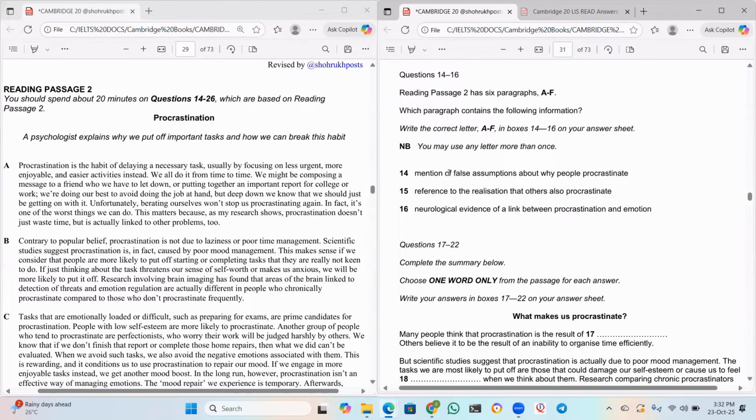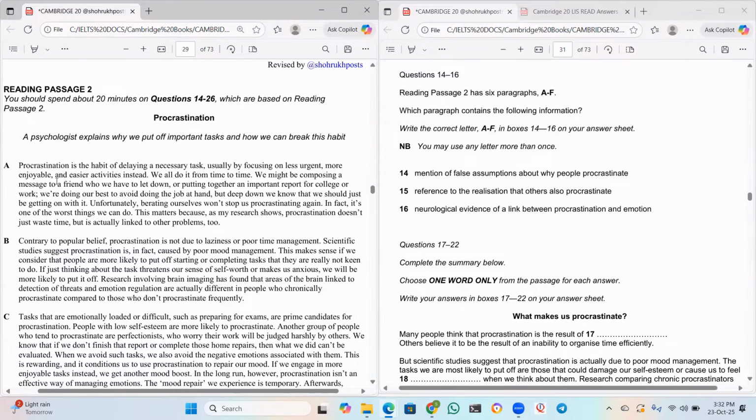What is the strategy for this type of question? Shall I read the 14th statement and search for that in the whole passage, paragraphs A to F, and again come to 15 and read the whole passage again? It will waste a lot of time. If you are following that strategy, it is going to waste a lot of time. So please avoid that.